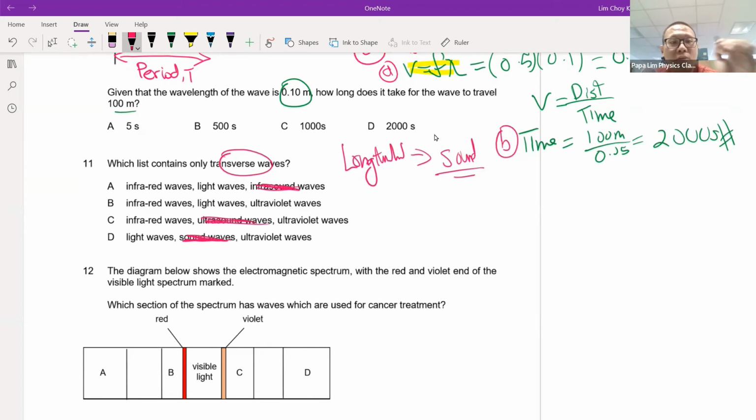So if I want the transverse wave, the only option that doesn't have any sound included is actually option B. Okay, so please be careful about the options, especially when we look at infrasound and ultrasound. Some students may get mixed up with infrared radiation and ultraviolet radiation. Okay, so take note of the small little tricks that we always like to use.